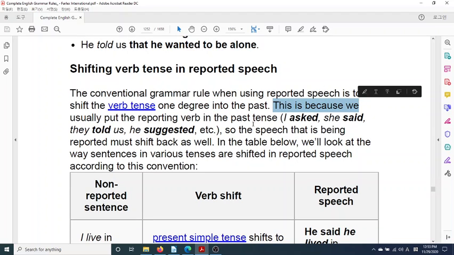This is because we usually put the reporting verb in the past tense. I asked, and she said. They told us. He suggested. Because in reported speech, the actual speech itself happened in the past, right? You're just talking about it now in the present. But you're talking about a past tense thing.